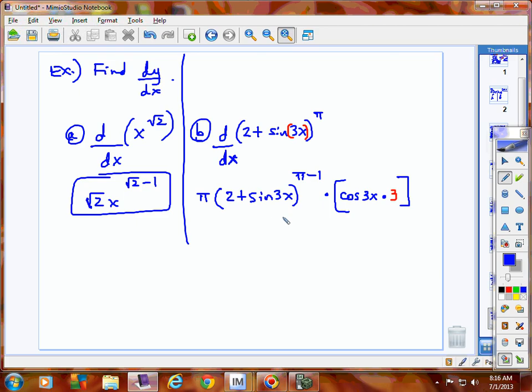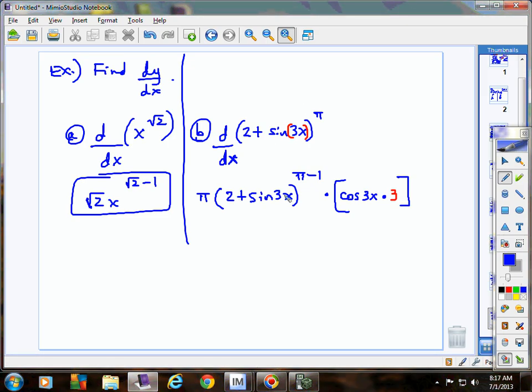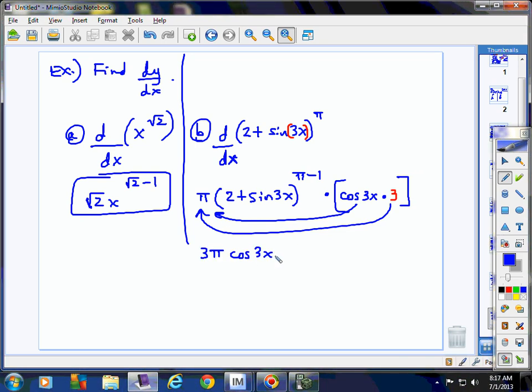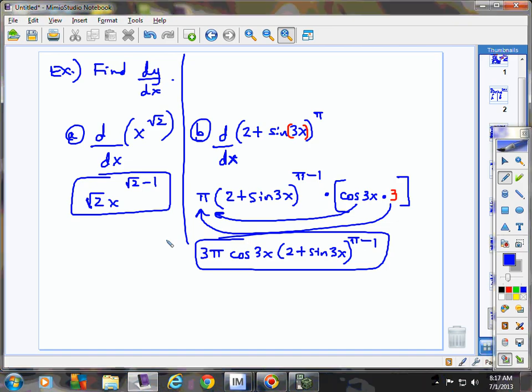It's good practice for the test today, isn't it? So the derivative of the outside, bring that down, leave everything just like it is, subtract 1, times the derivative of the inside, 0 plus cosine of 3x times a 3. All right, now then, I can't do a whole lot of rearranging, but we could bring the 3 out here because it's multiplied, and we could bring that out too, I guess. So 3 pi cosine of 3x times 2 plus sine of 3x to the pi minus 1. Or some other order that you like better would be okay.